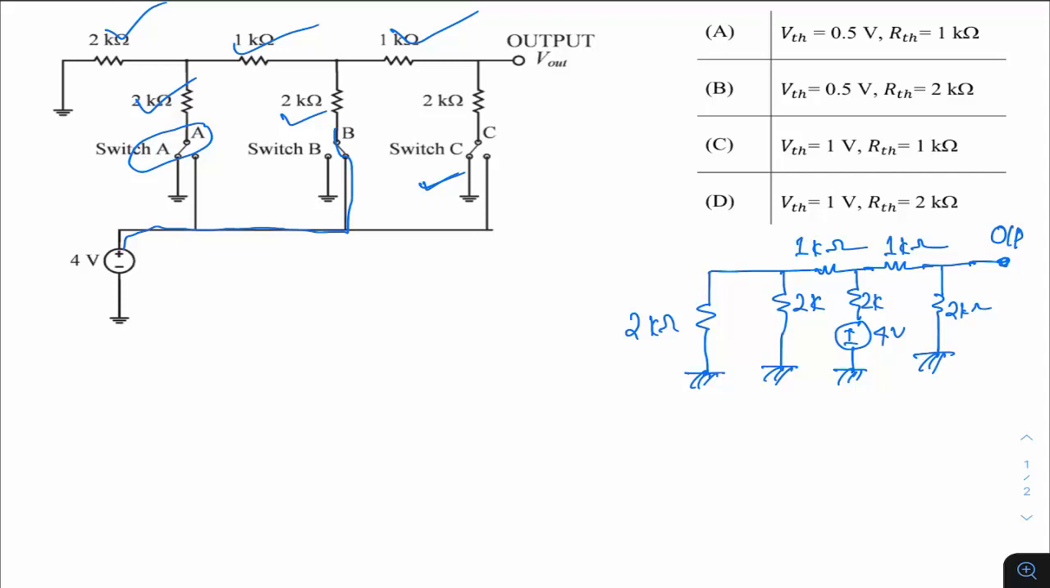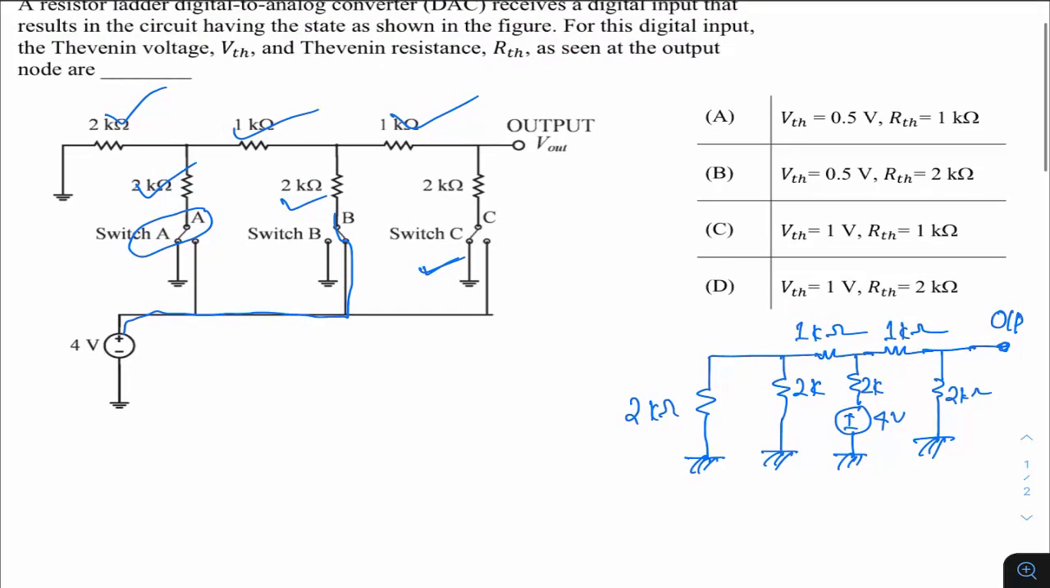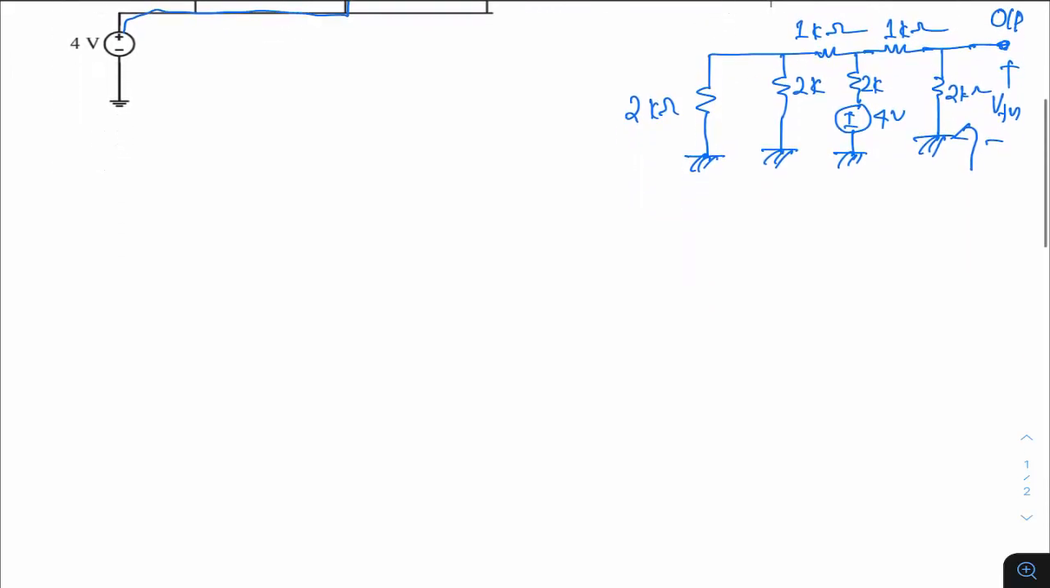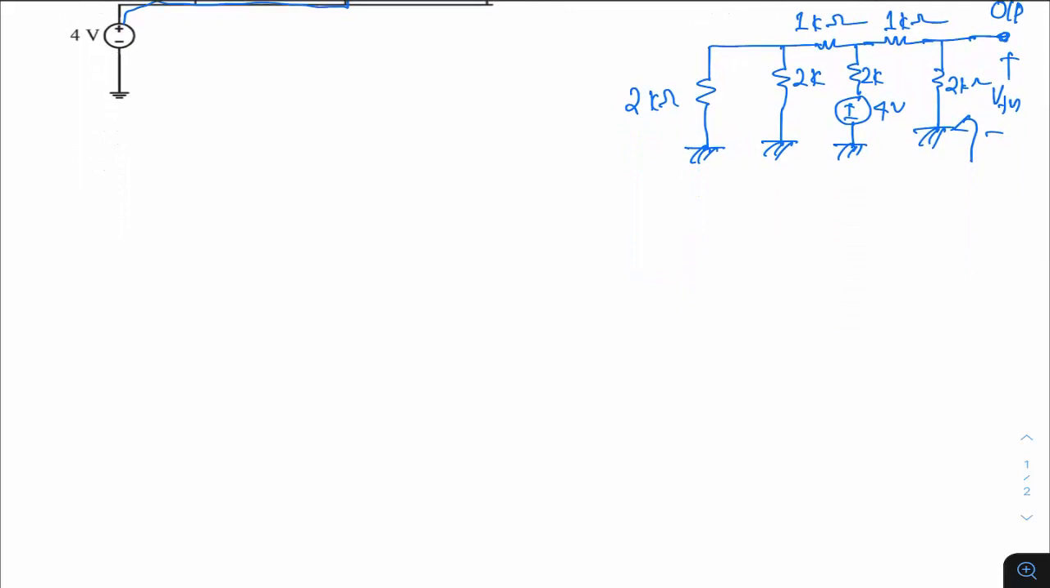Okay, so we are supposed to give the value of VTH and RTH from where? From the output nodes. So we are supposed to give the value of VTH and RTH from the output node, from this particular terminal. So if I redraw the circuit again, how will the circuit look? This circuit will look something like this.